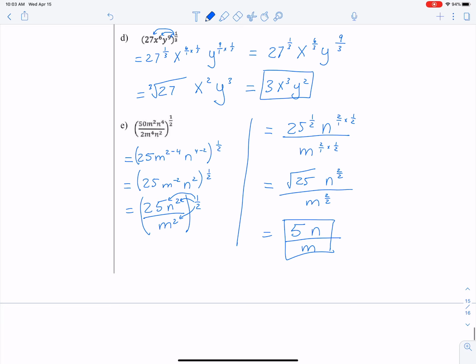So now you are going to go to page 47 and you're going to do number 8, the left only. And that is the end of section 1.5.